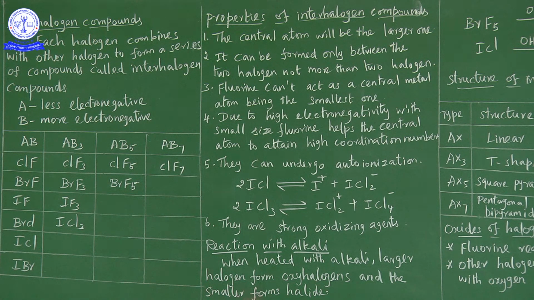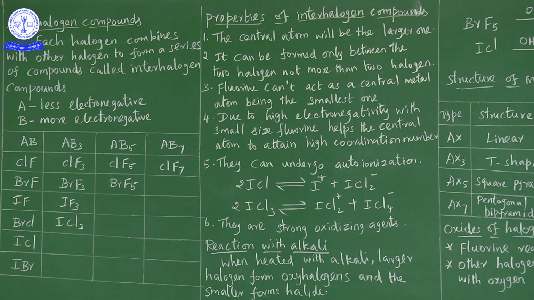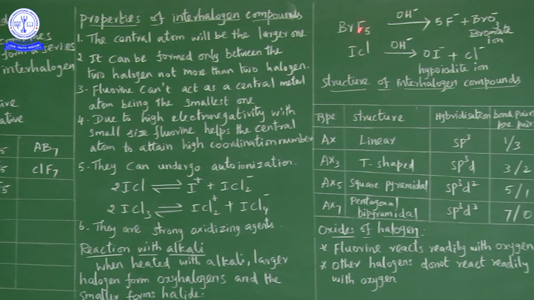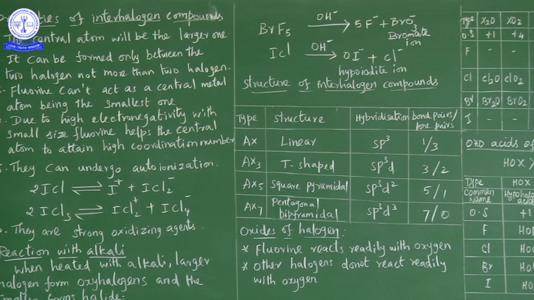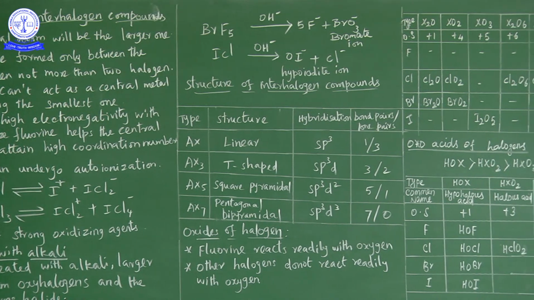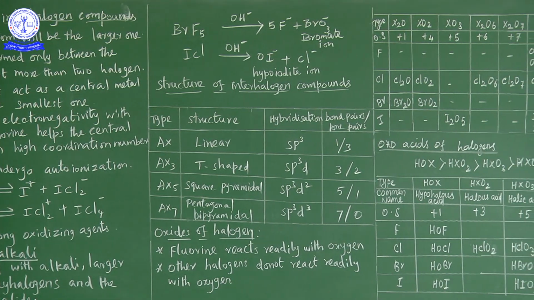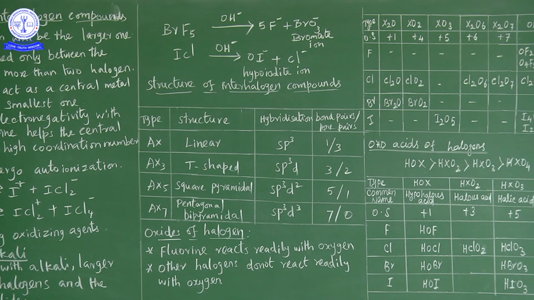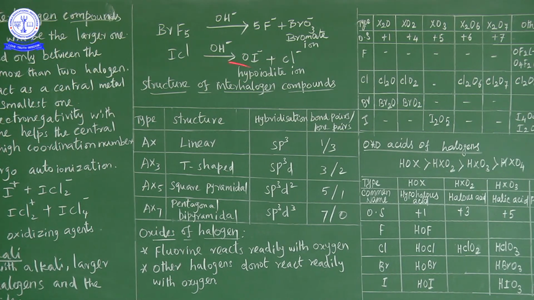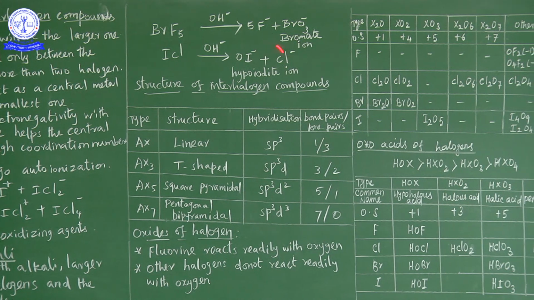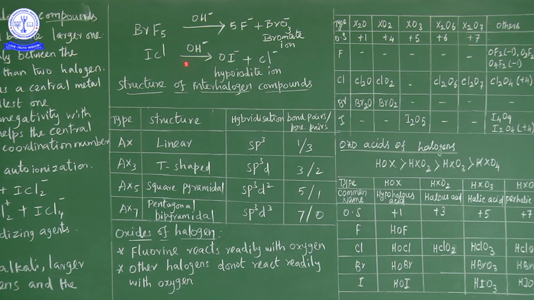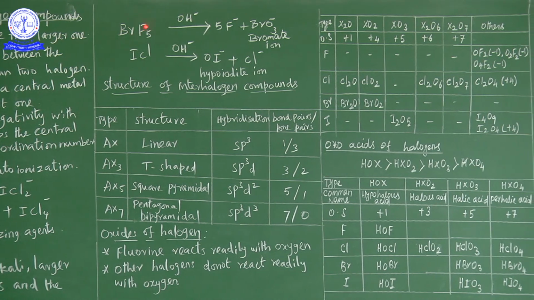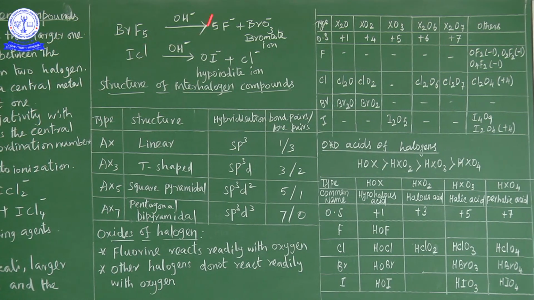And the smallest halogen forms halides. So what did we say the oxyhalogens are? The halate and hypohalite ions. A little earlier we saw the chlorine reactions: chlorine with cold dilute alkali forms chloride and hypohalite, and chlorine with concentrated alkali gives halide and halate ions. These halate and hypohalite ions are what we call oxyhalogens.